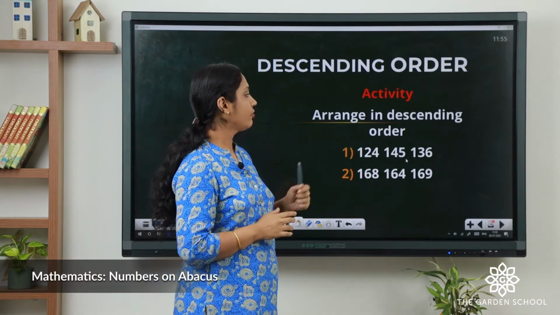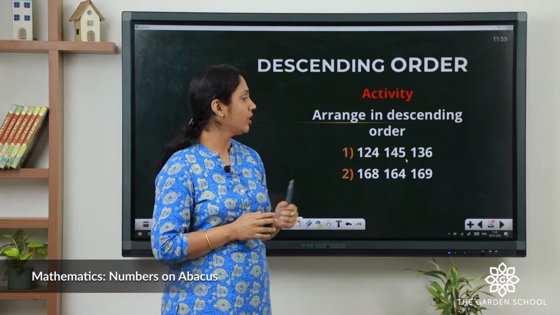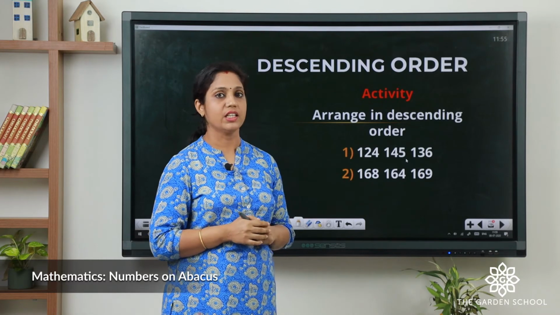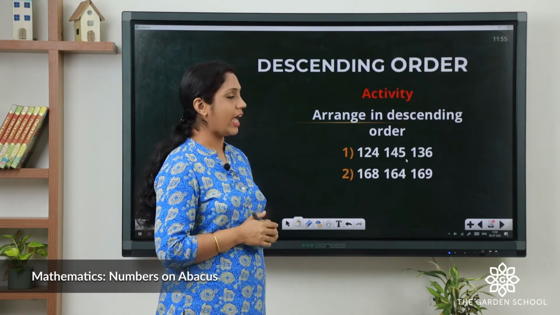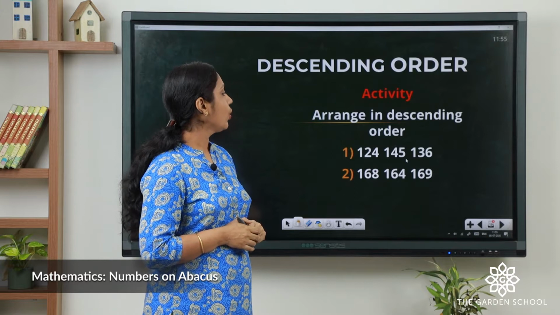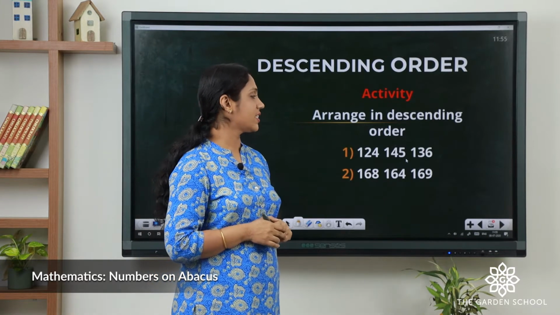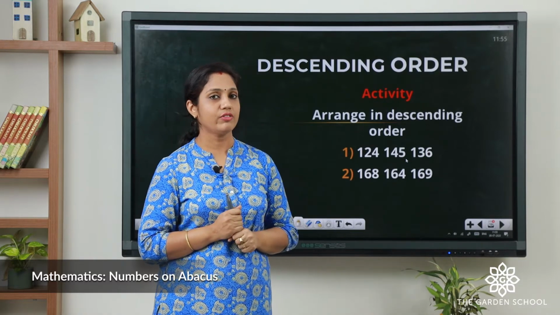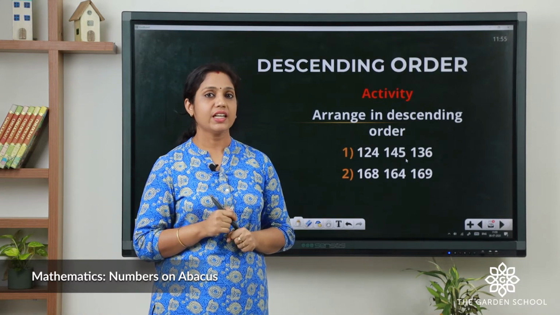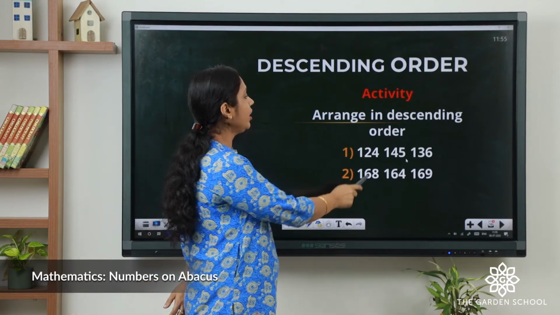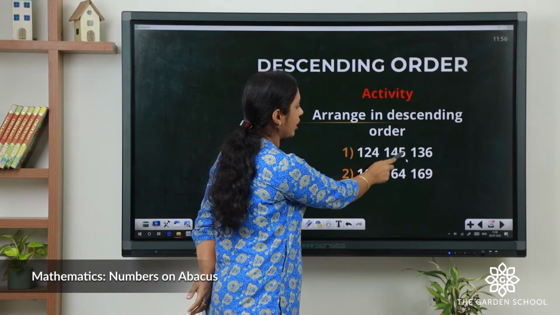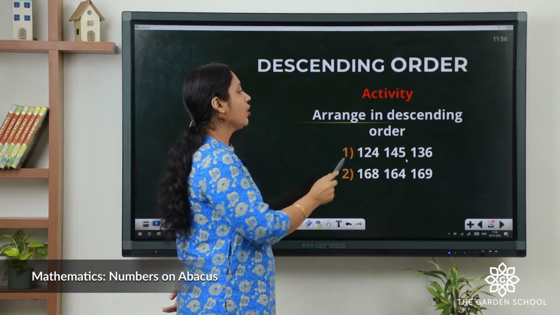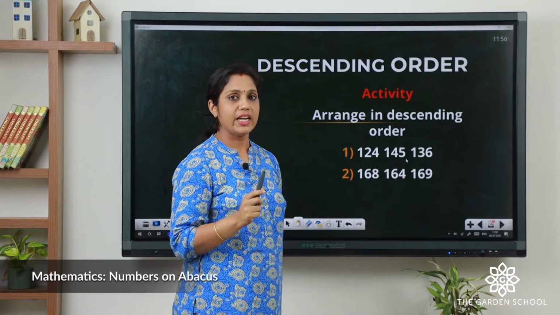Now we have 3-digit numbers. We have 124, 145, 136 in the first question. Second, we have 168, 164, 169. We have to arrange these numbers in descending order. So first what we have to do? We have to select the largest number. In 124, 145, 136, which is the biggest number? It is 145. So write that first.